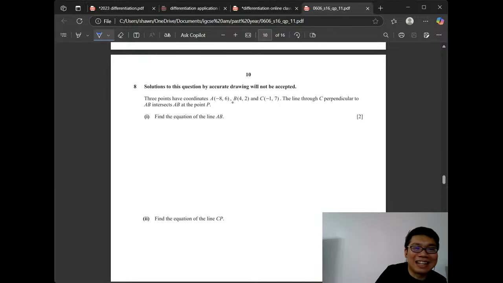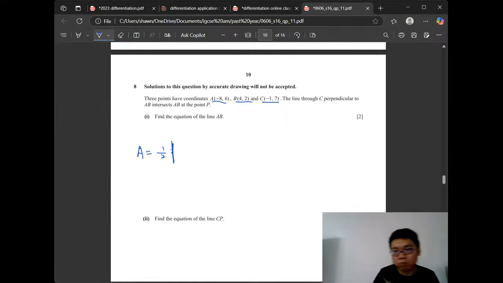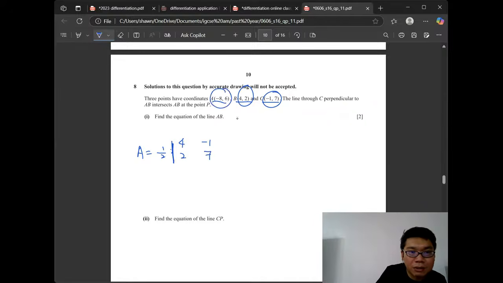This is very easy. If you sketch it out, it's not easy to find the area from the length of base and height, because there is nothing parallel to the x-axis or y-axis. That's why we directly fit them in. For example, let's say I choose 4, 2 first, then this minus 1, 7, then this minus 8, 6, and then 4, 2.